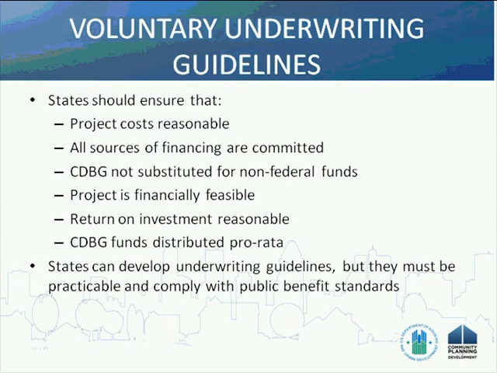Finally, the guidelines suggest that the CDBG funds should be dispersed on a pro rata basis with all other funds in the project. This simply seeks to avoid the problem where CDBG resources are drawn down and invested in a project before other funds are used. The concern is that if other funders back out and the project is not completed, the grantee will need to repay the CDBG money back to the U.S. Treasury. Okay, now let's move from the voluntary underwriting guidelines to the mandatory public benefit standards.